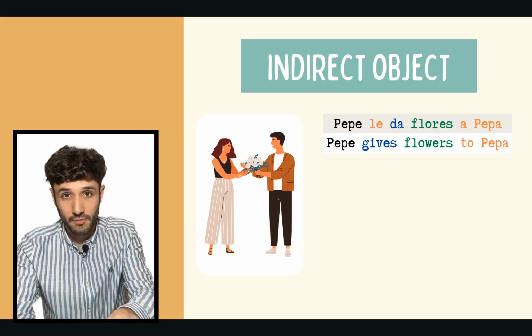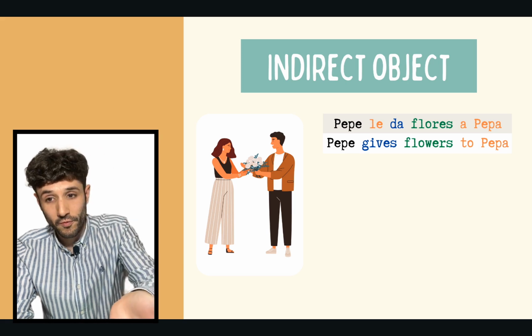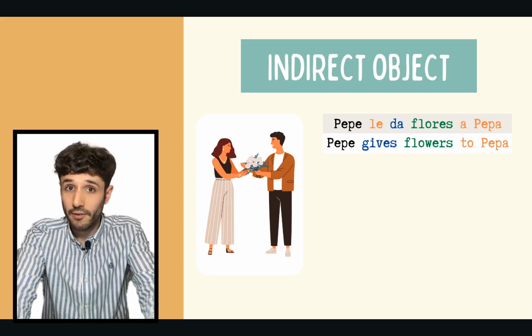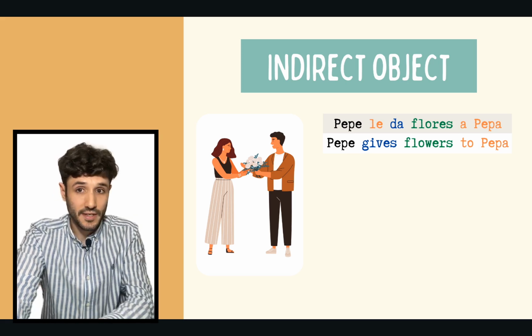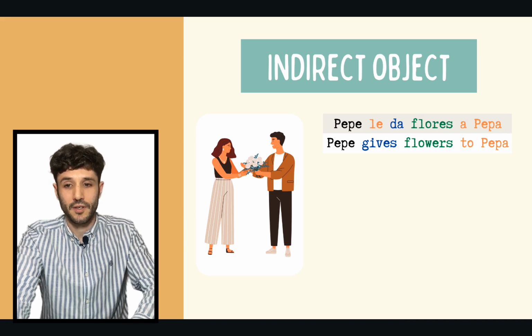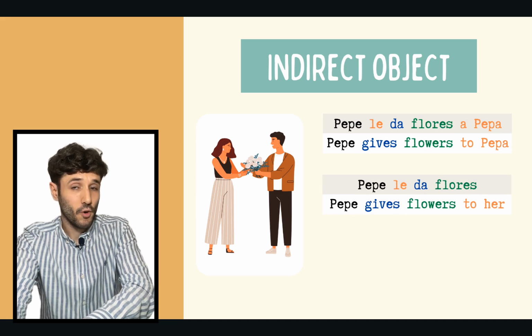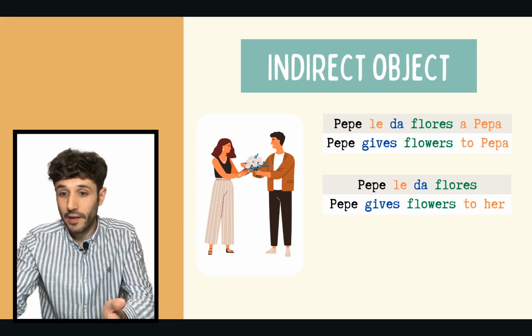Okay, in this case, all I need to do is remove a Pepa, and I don't need to do anything else because le, meaning to her, is already there, so I don't need to change anything else. So, Pepe gives flowers to her would be Pepe le da flores. All we did is take away a Pepa.